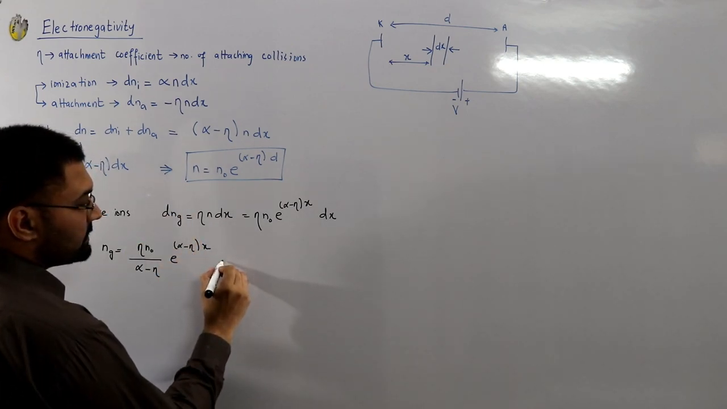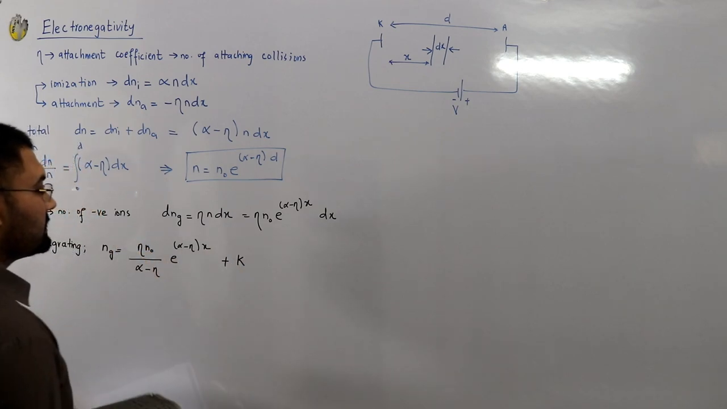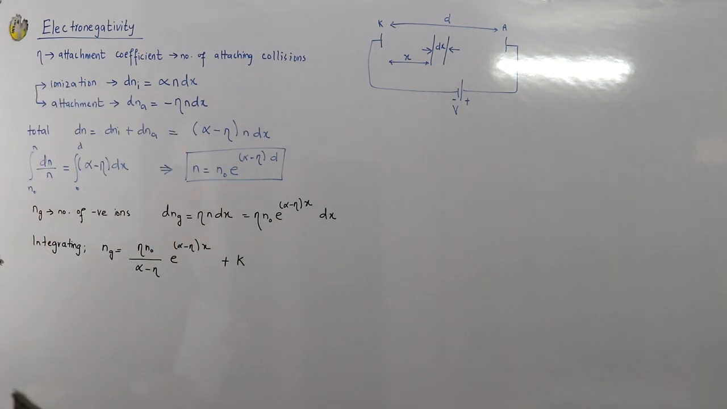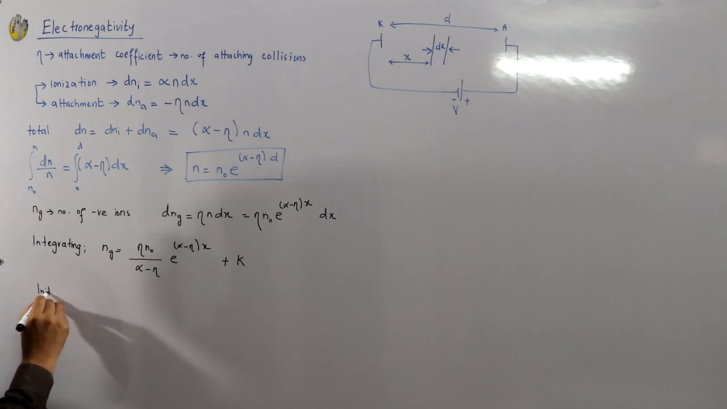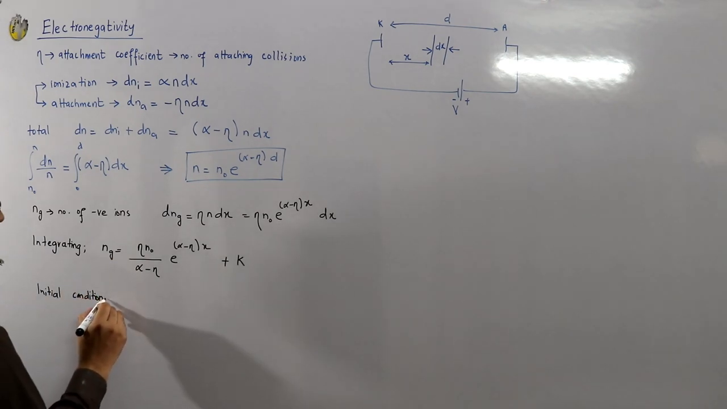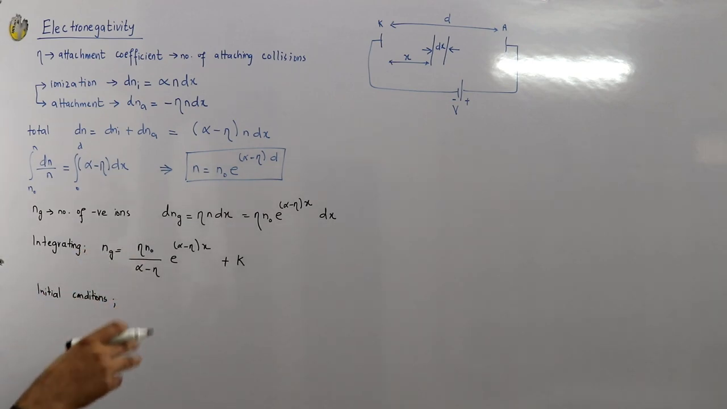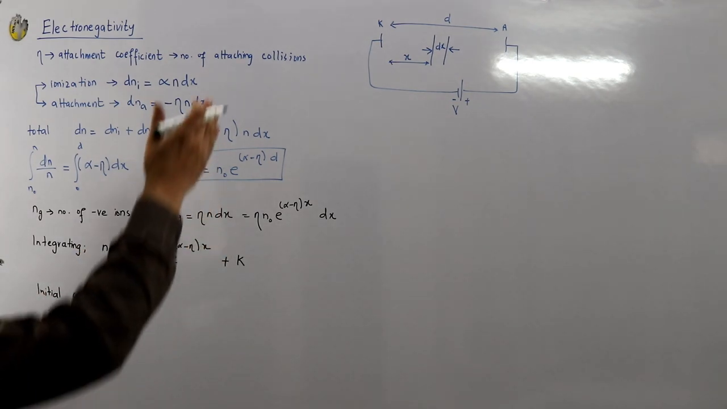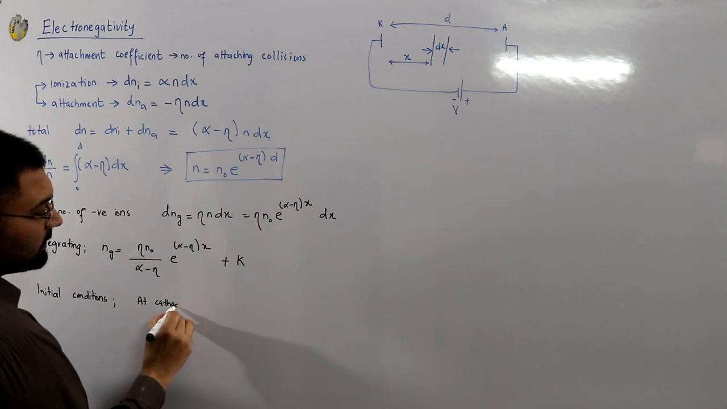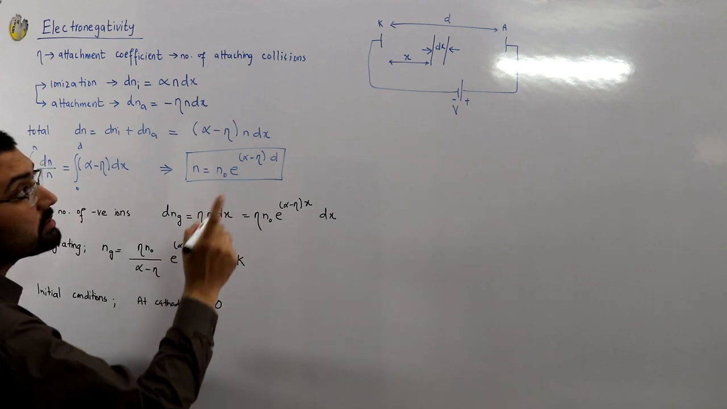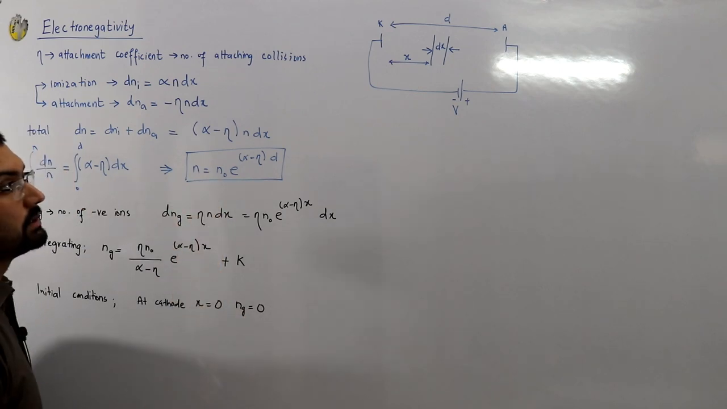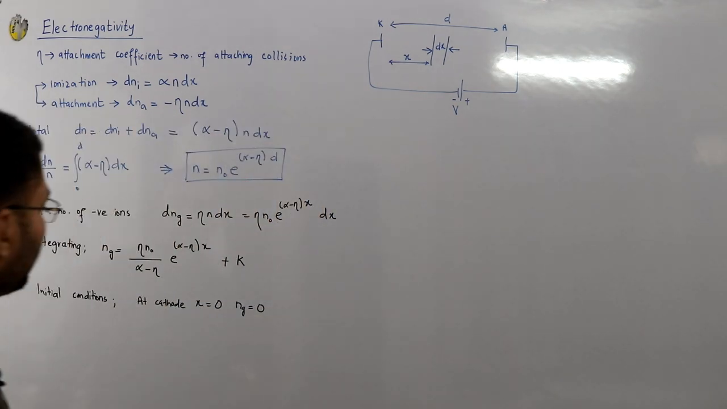Where k is the constant of integration, and you find it from the initial conditions. And what is the initial condition? The negative ions and the electrons move towards the anode, which means that they are absorbed at the anode. But if I take it at the cathode, x would be equal to 0, which implies the number of negative ions would be 0 over here. So just put it in: Ng is equal to 0.